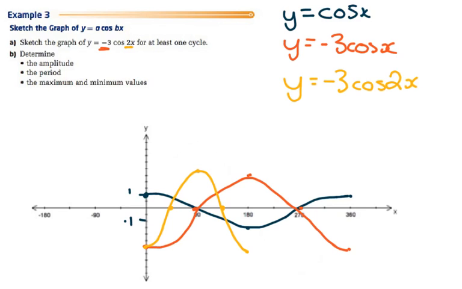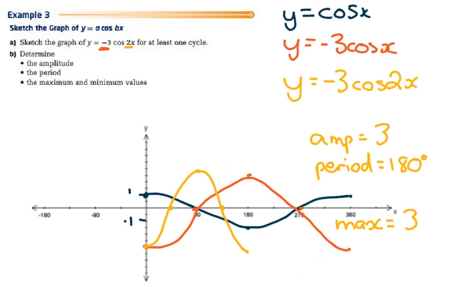Amplitude for this function, we need to look at a again. A is negative 3, but amplitude is always defined as a positive, so amplitude is 3. Period. 360 divided by b, so 360 divided by 2 makes 180 degrees. The maximum and minimum values, well, the maximum is just the highest point that this function reaches, so that would be 3. Minimum, lowest point the function reaches, negative 3.